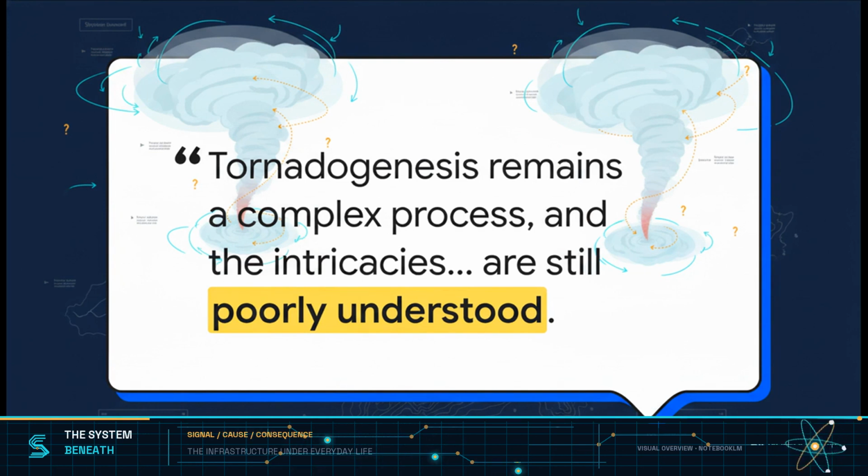Even with the most advanced radar networks and supercomputer physics models on the planet, the exact microscopic triggers that cause one rotating supercell to drop a devastating tornado while an absolutely identical supercell right next to it drops nothing at all, it remains an incompletely understood process. The machine definitely still holds some of its secrets.